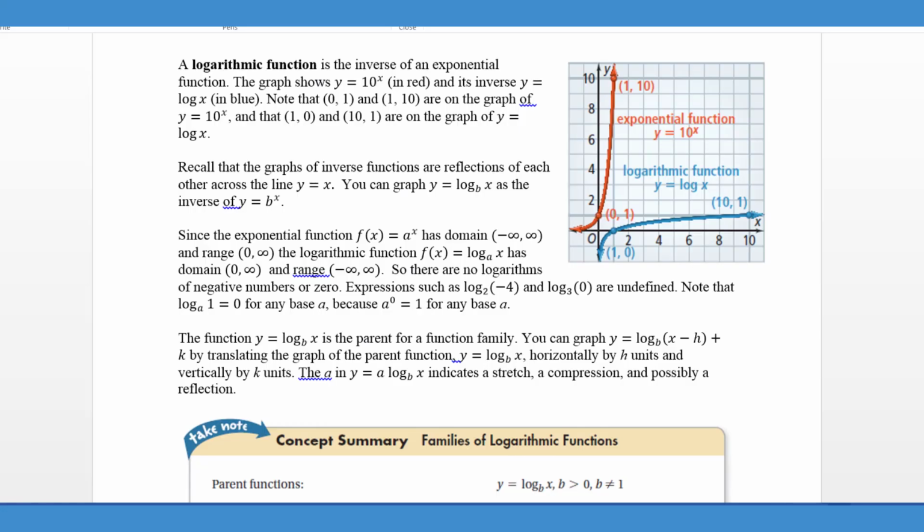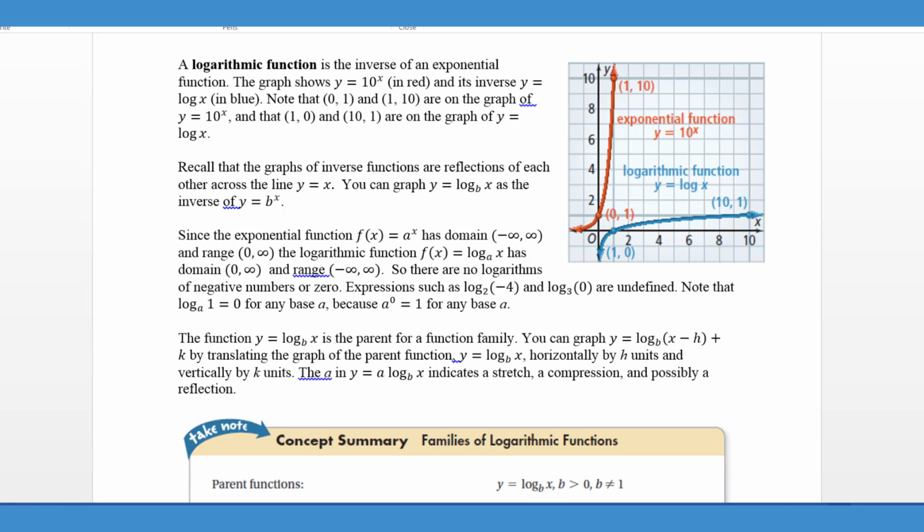Now we'll take a look at logarithms in a functional form. So we know that if we have an exponential function, the inverse is a logarithmic function. And if you recall, an inverse of a function is reflected across the diagonal y equals x. You can see here in this particular graphic that we've given you, the red and the blue graph. The blue graph is the logarithmic function.